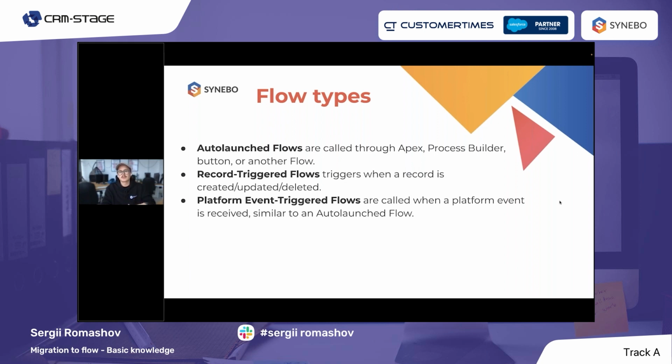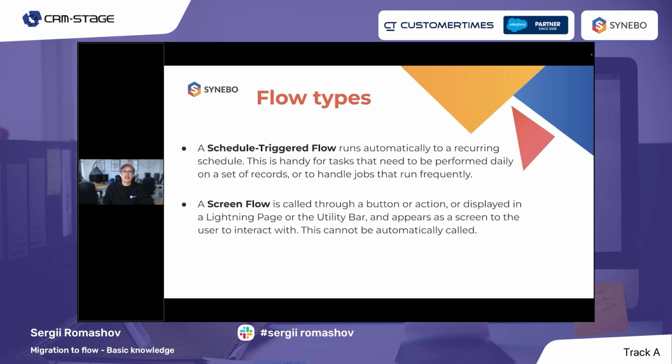Platform event-triggered flows are called when a platform event is received. It's similar to an autolaunched flow, but it triggers when a platform event is received. Also, we have a schedule-triggered flow. It runs automatically on a recurring schedule. You can use it if you have some tasks that should be performed daily on a set of records.